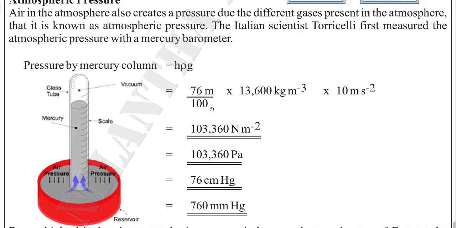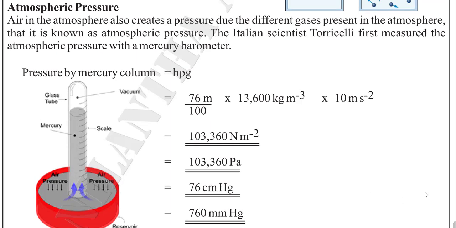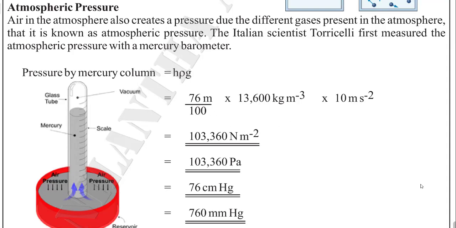Atmospheric pressure means, children, the air in the atmosphere also creates a pressure. You can find that the air in the atmosphere also creates a pressure. Around us, children, we have the air, and this air also creates a pressure on us, right? That's called the atmospheric pressure. Air around us also makes a pressure on our body. That's known as the atmospheric pressure.